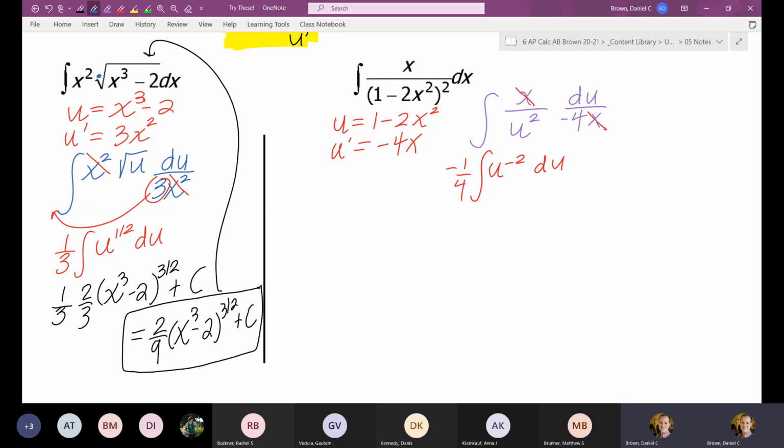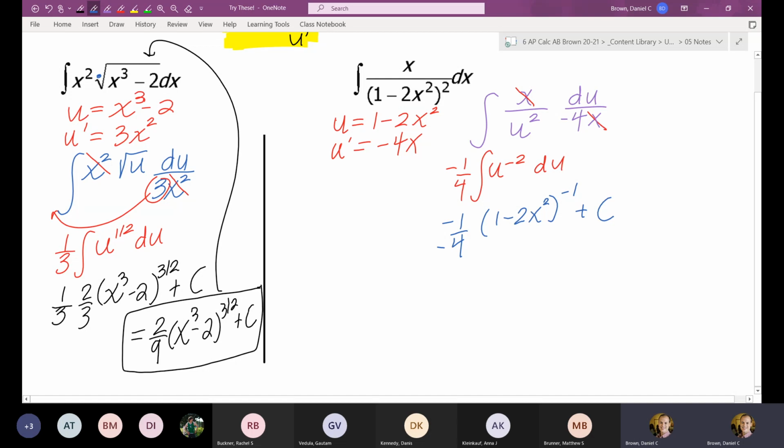And then this becomes a pretty easy power rule problem to do. Negative 1/4 is the coefficient. I have u, add 1 to the exponent, divide by the new exponent. Don't forget your plus c. What was u? u was 1 minus 2x squared.